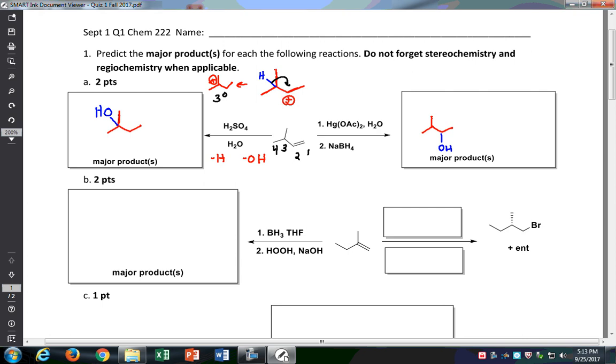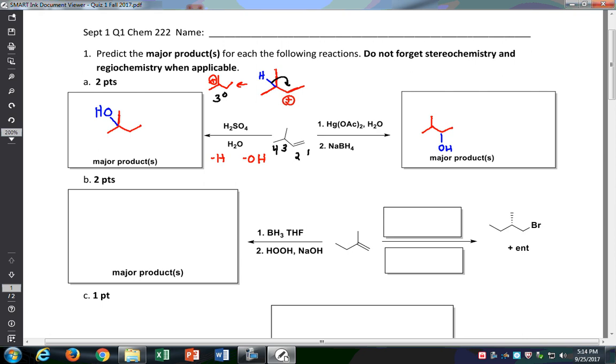Now, in this particular case, the hydrogen comes from sodium borohydride. It's a source of H negative, and that replaces our mercury. The advantage of this reaction over our acid catalyzed hydration is that we do not have any rearrangements. Also, if this was reacted with an alcohol instead of H2O, then we would just get the addition of an OR bond instead of an OH bond. But in this case, we have water, so we add OH.